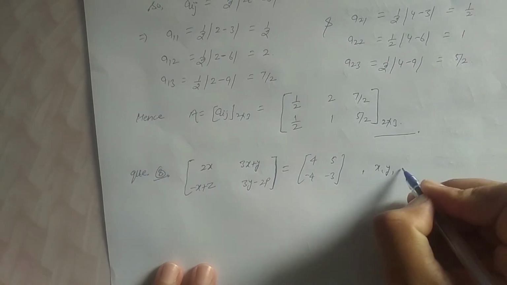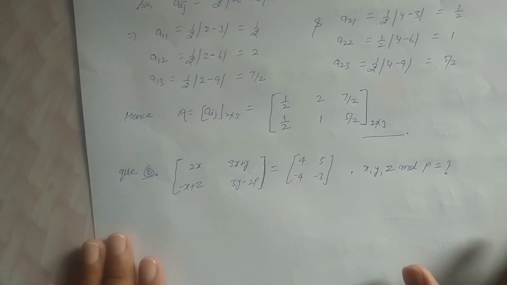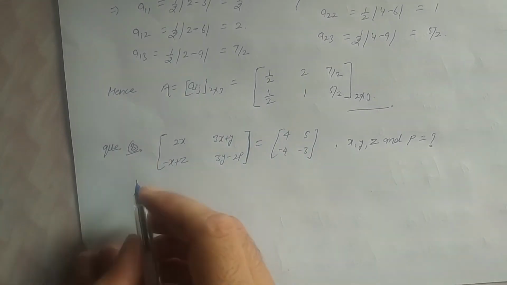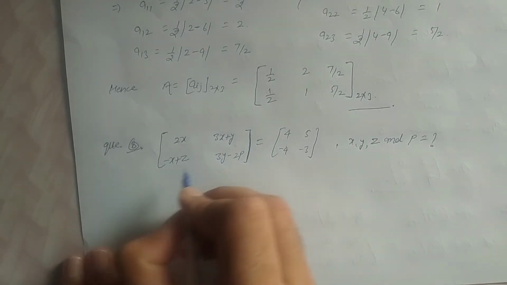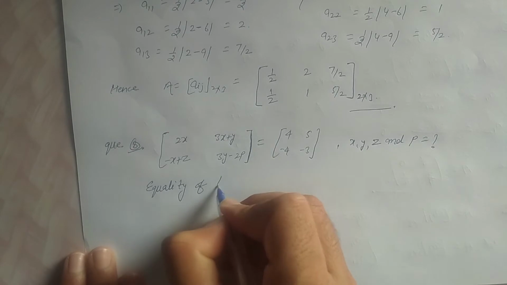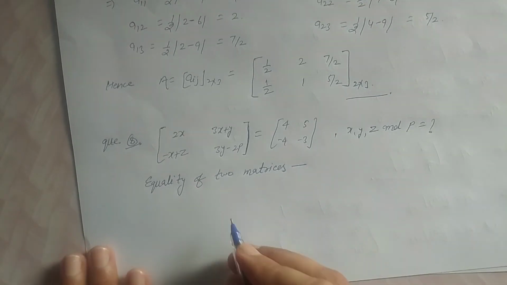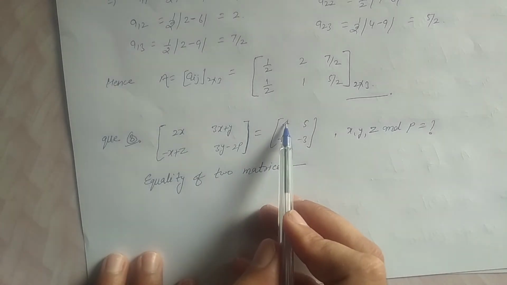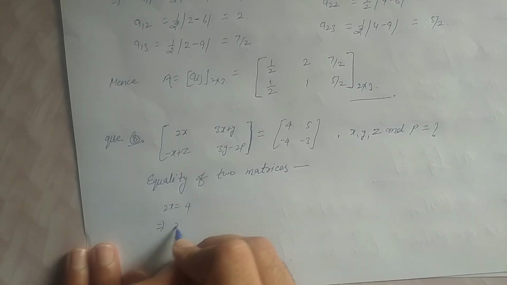Okay, matrix A equal to matrix B. This uses the properties of matrices, the equality of two matrices. A is equal to B. It means corresponding elements are equal. First element: 2x is equal to 4. It means x is equal to 2.